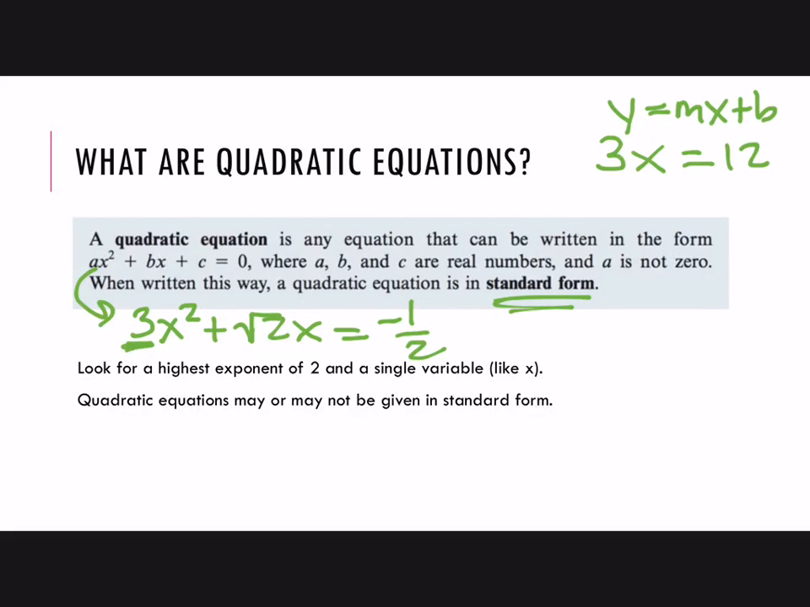So how do you tell if something is quadratic? First of all, look for a highest exponent of 2. If I had like 3x cubed or something, that's not quadratic. And then look for a single variable like an x. If I change this to equals negative 1/2 y or something like that, or negative 1/2 y squared, then that's not quadratic.